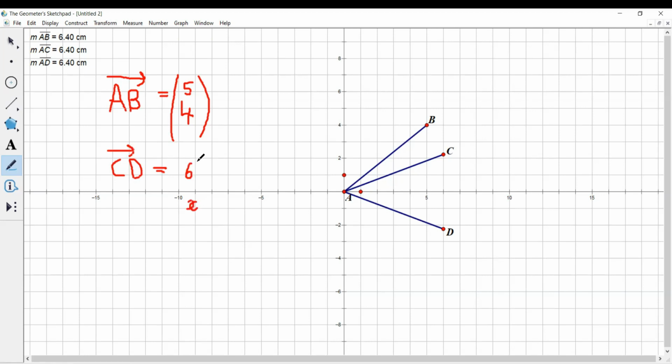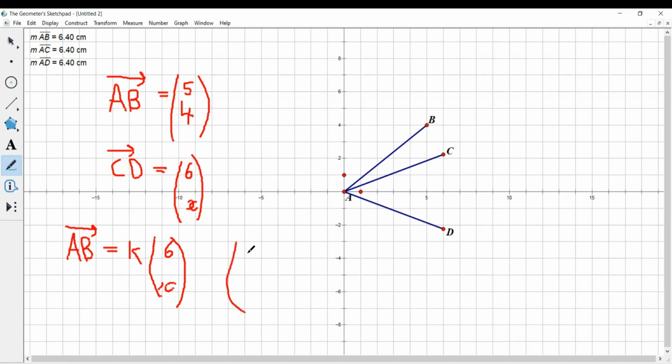Now, if two vectors are parallel, then one is a multiple of the other. So in that case, since AB is parallel to CD, AB is equal to some constant k times vector CD, in order to make them parallel. So all we need to do now is set (5, 4) equal to (6, x) times k. It doesn't really matter what k is. You could put k as 1, 2, or 3. We just want to know it's some constant times vector CD.